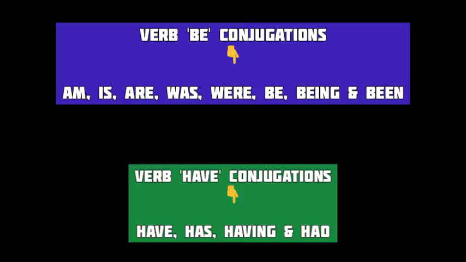Verb be and verb have are also highly irregular verbs. Verb be has many conjugations such as am, is, are, was, were, be, being and been. While verb have conjugates as have, has, having and had to express tense, mood, person, number, etc.